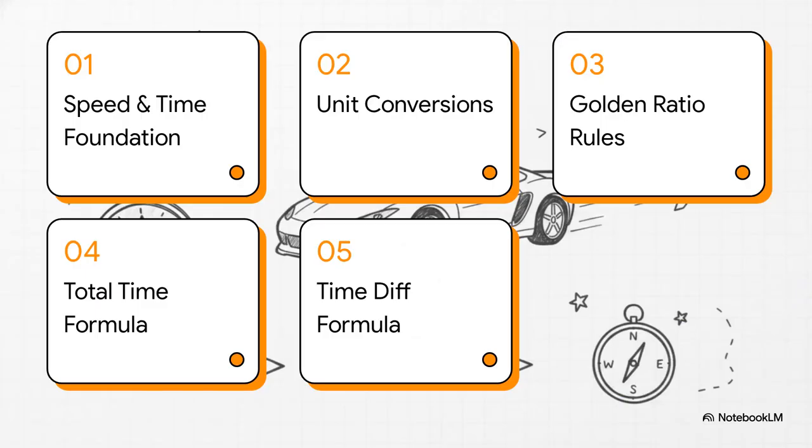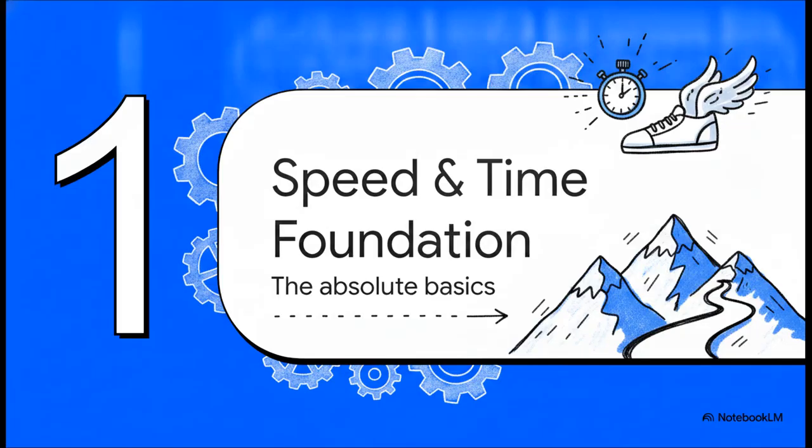Okay, here's our roadmap for today. We'll start with the foundation of speed and time, master unit conversions, and unlock the 3 golden ratio rules. Then, we'll cap it all off with 2 massive shortcuts, the total time and time difference formulas. Stick with me and you'll get a complete, foolproof toolkit for your exams. All right, let's jump straight into section 1, the foundation of speed and time, the absolute basics.